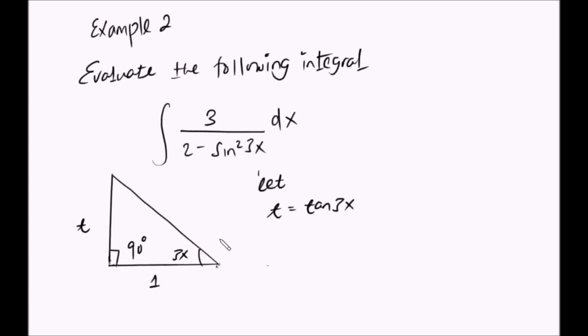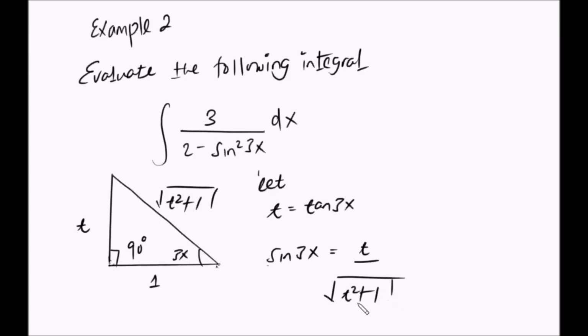So here we have sine of 3x. Here the hypotenuse is going to be like this one. So sine of 3x now is going to be opposite, which is t, over hypotenuse, which is the square root of t squared plus 1.